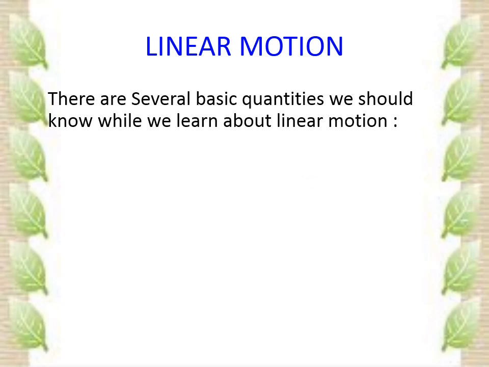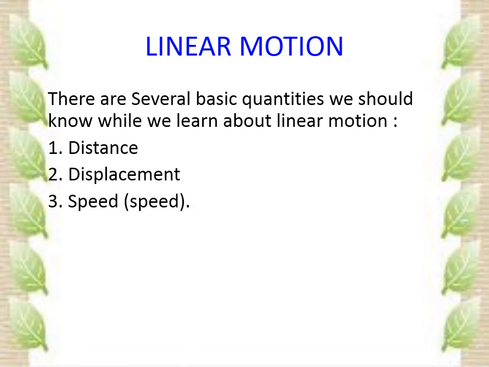In junior high school, we just learn about linear motion. There are several basic quantities we should know while we learn about linear motion. The first quantity is distance. The second quantity is displacement. The third quantity is speed. The fourth quantity is velocity.